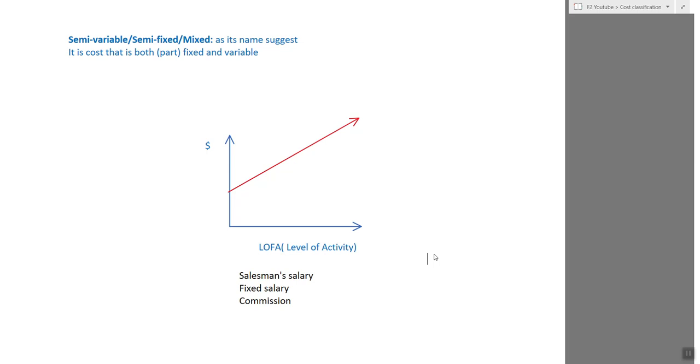So semi-variable cost has both qualities of a fixed cost and variable cost. Remember, this line doesn't start at the bottom, it starts at the top and goes up on this line.